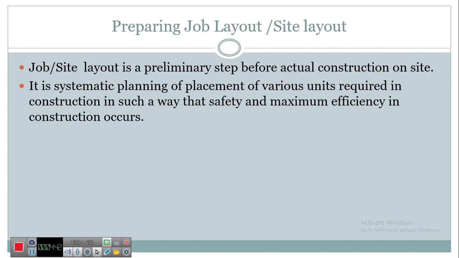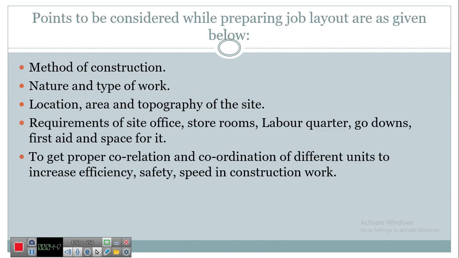Some of the points that we consider while preparing job layout. First, we have to always consider the method of construction, means by which method we are going to construct this structure, whether it will be RCC structure, or load bearing, or framed structure, etc. Nature and type of work, what kind of work is going on at site, whether it will be residential or commercial, like this. Location, area and topography of the site.